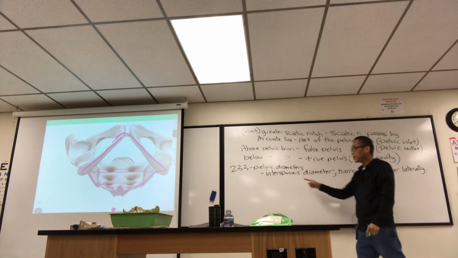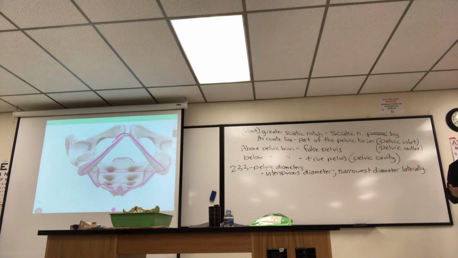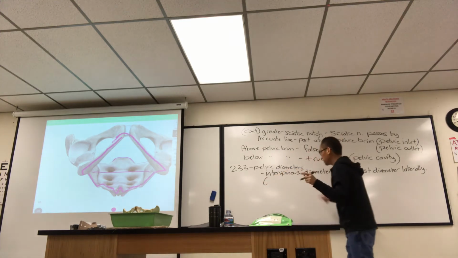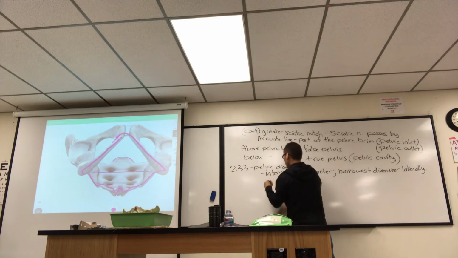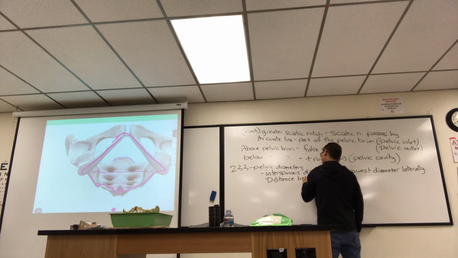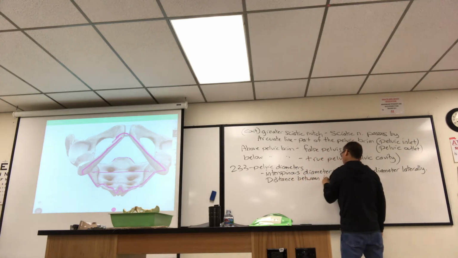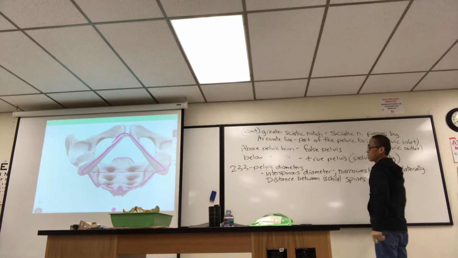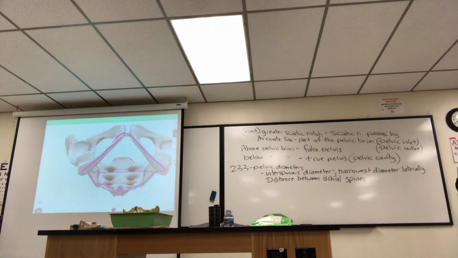It's called interspinous because those two pointy things are actually called ischial spines. We'll get to that. Basically, this is the distance between the ischial spines. I'm going to give you one more diameter to note. It's the narrowest space from front to back, anterior and posterior.